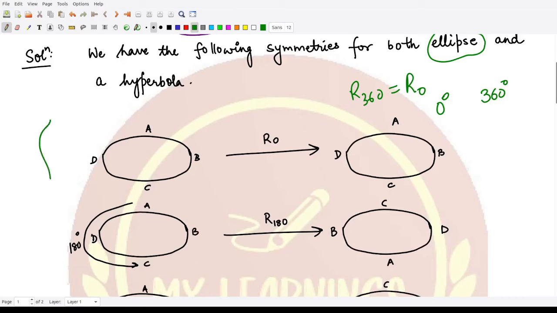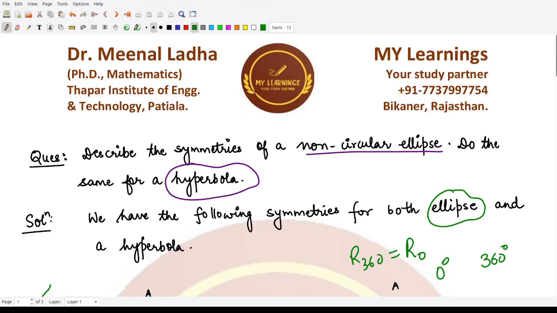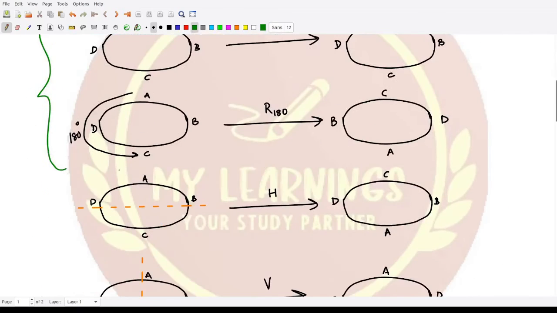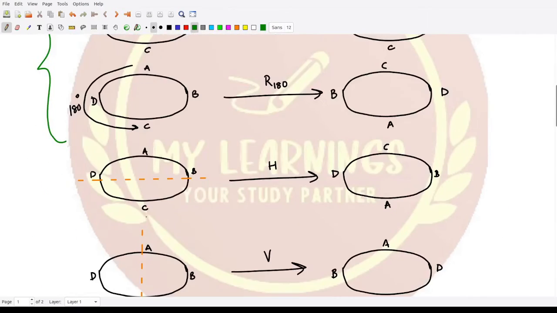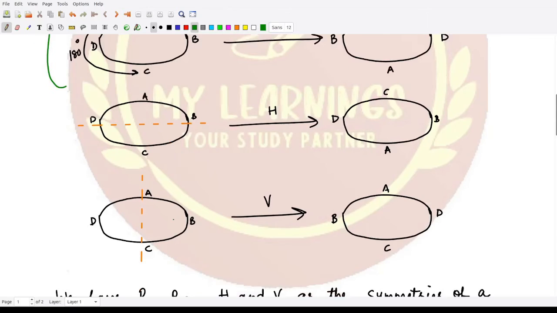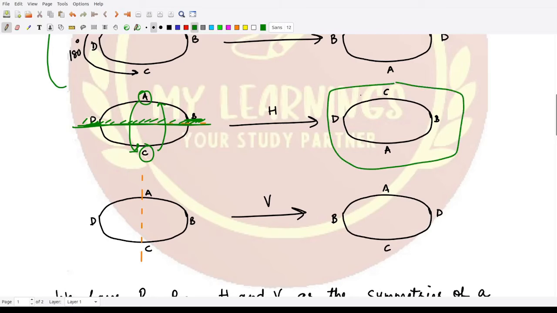After having these two symmetries due to rotation, can we have any symmetries by reflection? The answer is yes, we can have symmetry about the horizontal axis and symmetry about the vertical axis. If we take this horizontal axis as a mirror and reflect this ellipse, what do we have? A would go to the position of C, and C would go to the position of A. B and D would be unchanged, kept at their own positions. You see, the shape does not change here, so we have symmetry of this kind.